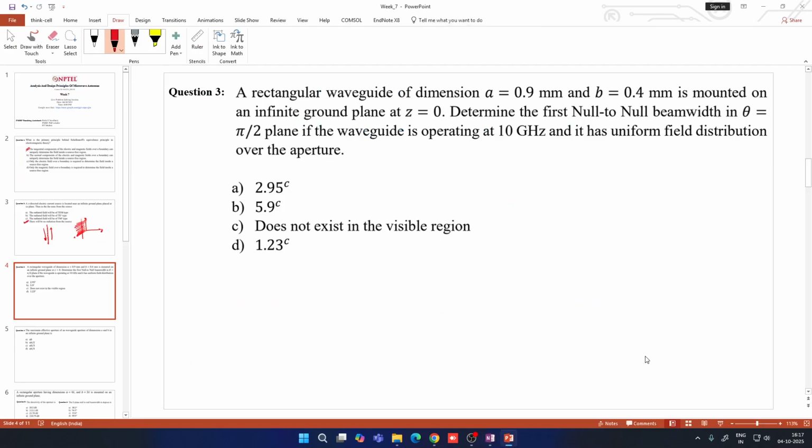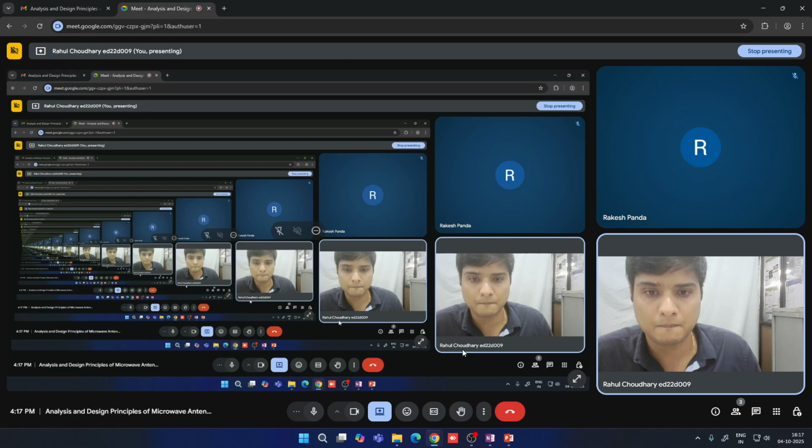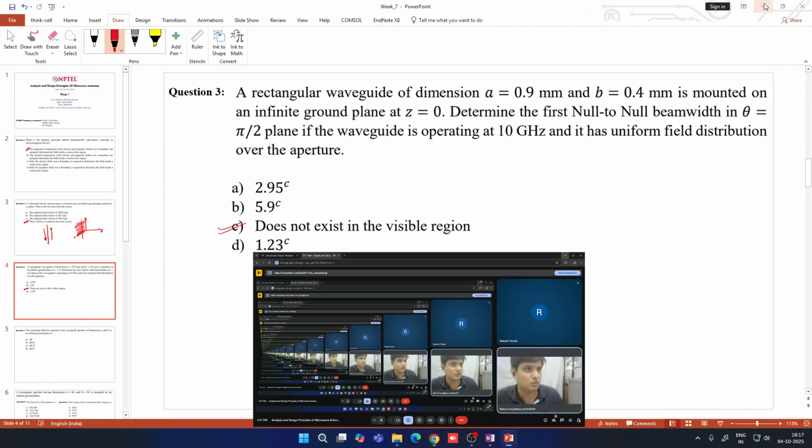Now we'll see the options. So option C is correct. I hope this question is clear. If you have any doubt in this, please let me know. If this is clear, we will move on to the next problem.